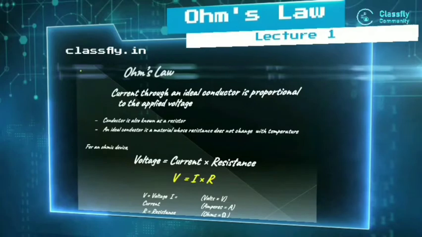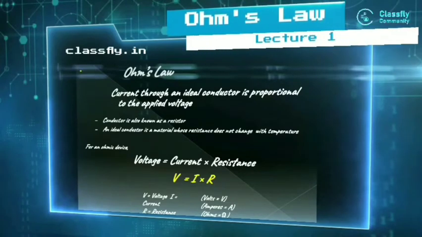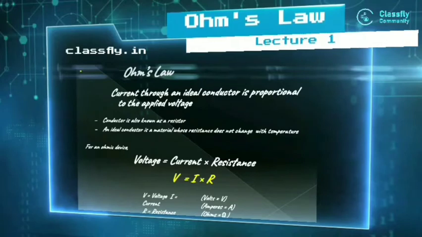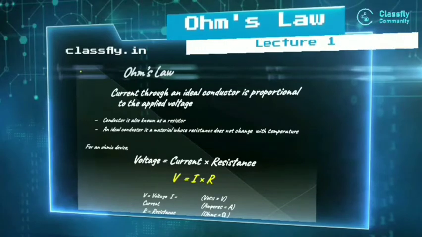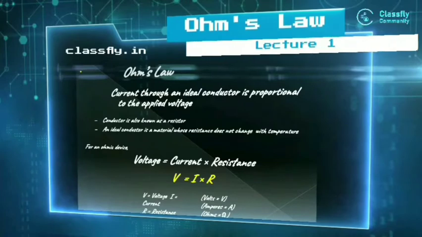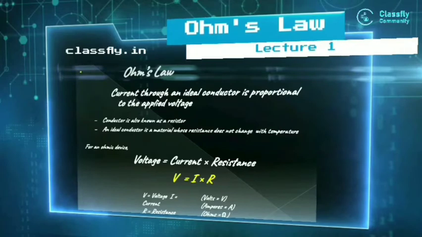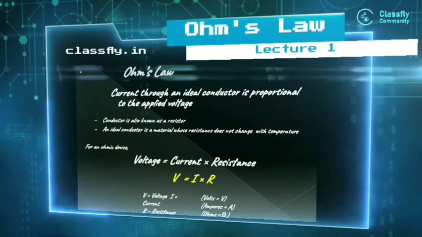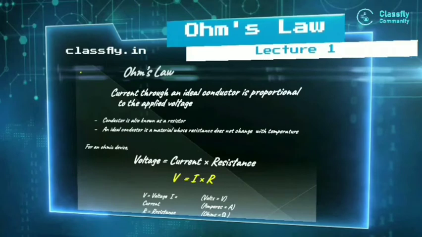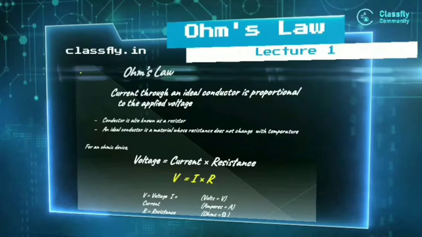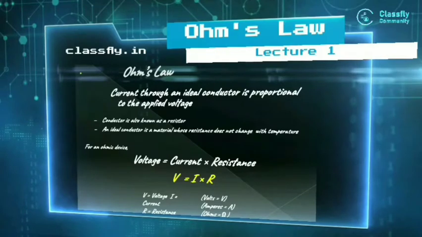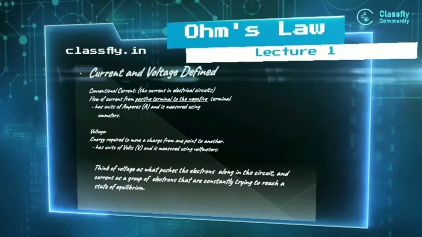For an ohmic resistor, voltage is equal to current into resistance. That is, V is equal to I into R. V is voltage, I is current. Voltage we measure in volts. The current's unit is ampere. R is the resistance, and resistance is always denoted with the unit ohms. And to be an ohmic device, it needs to follow this particular law, that is Ohm's law.